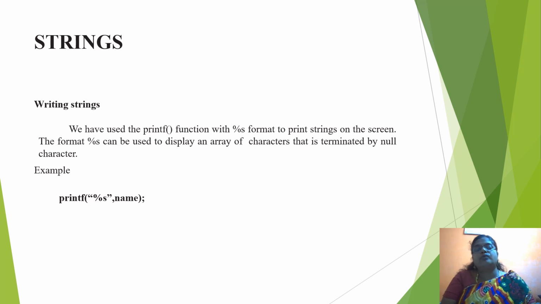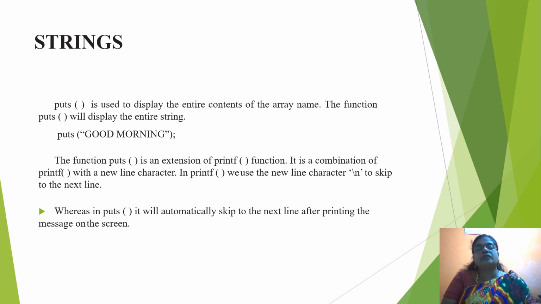Writing strings. We have used the printf function with %s format to print strings on the screen. The format %s can be used to display an array of characters that is terminated by the null character. printf("%s", name). puts is used to display the entire contents of the array name. The function puts will display the entire string, for example puts("good morning"). The function puts is an extension of the printf statement, a combination of printf with the newline character. With printf, we use the newline character \n to skip to the next line, whereas puts automatically skips to the next line after printing the message on the screen.